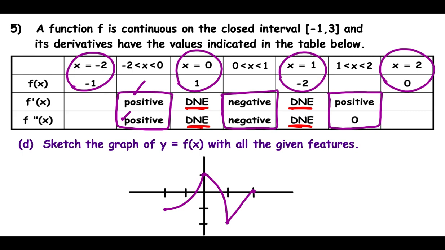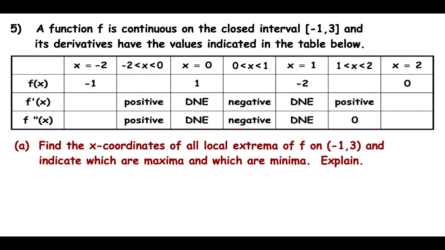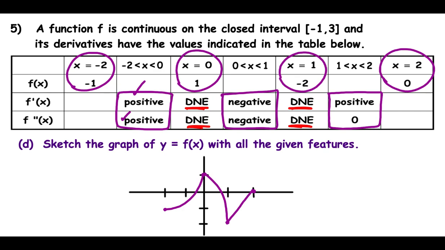Part D is done, and I can refer back to D when I do A, B, and C, which I'm going to try now. And I'll go in order. 5A says, find the x-coordinates of all the maxes and mins, the local extrema. All right, well, let's look at the graph. I can see that I have a max right here at (0, 1), and I have a relative minimum at the point (1, -2). All right.